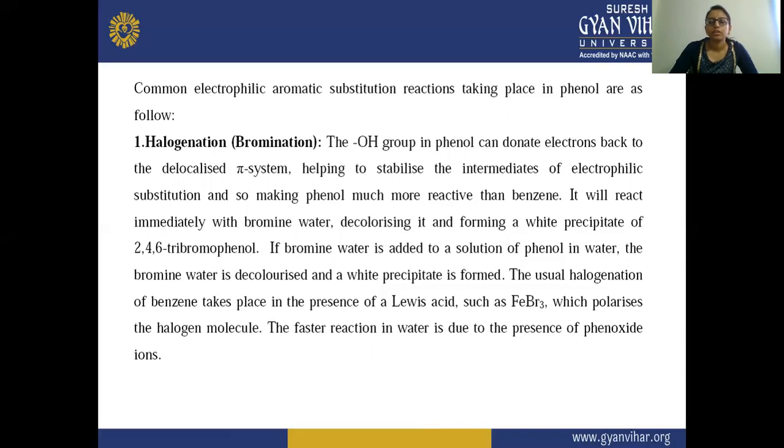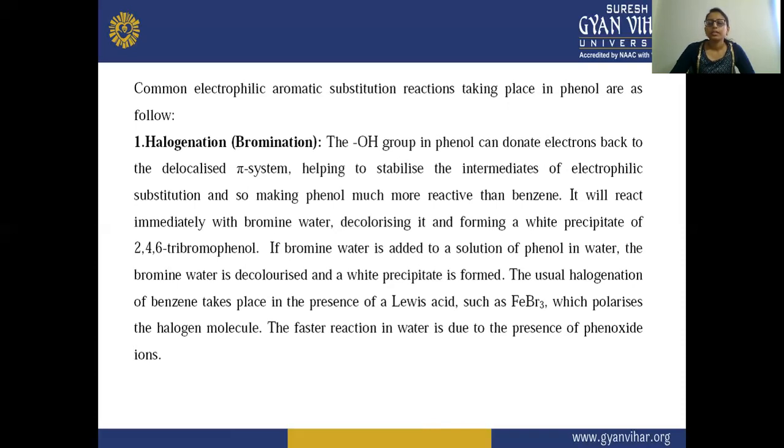Halogenation means there is a substitution of halogen on the benzene ring. The OH group in phenol can donate electrons back to the delocalized pi system, which helps to stabilize the intermediate of electrophilic substitution, making phenol much more reactive than benzene. So the OH group in this phenol molecule is donating electrons to the delocalized pi system, stabilizing the ring. So phenol is more reactive than benzene.